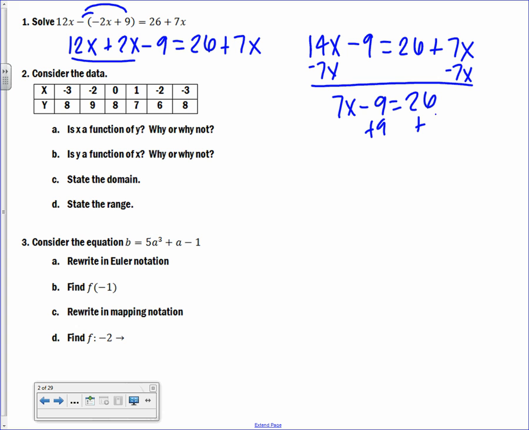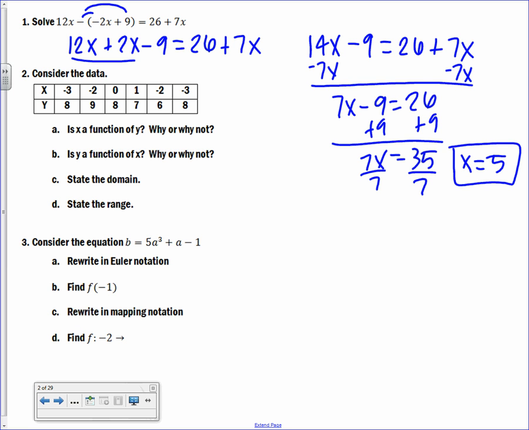From there, I would add 9 to each side. So I would get 7x to equal 35. Finally, divide by 7. So you should get x to equal 5. So first step in linear, just remember how to solve. Hopefully that one's okay. Question 2 says, take a look at this data and determine if it is a function.